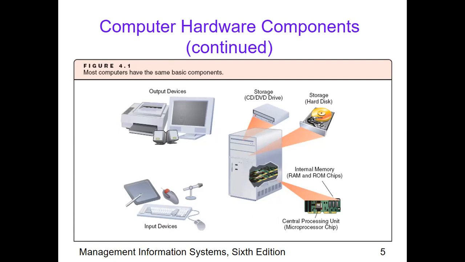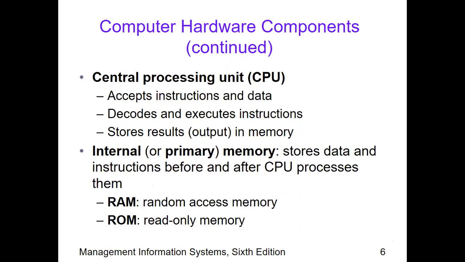Storage, we've said a while ago, including the internal memory and the CPU. So the CPU would be for the processing. It is called the central processing unit. It's like the brain of human beings, wherein it would process all data and information, and actions will be done depending on the instructions given by the user. The CPU accepts instructions and data, decodes and executes instructions, and stores results or output in the memory.